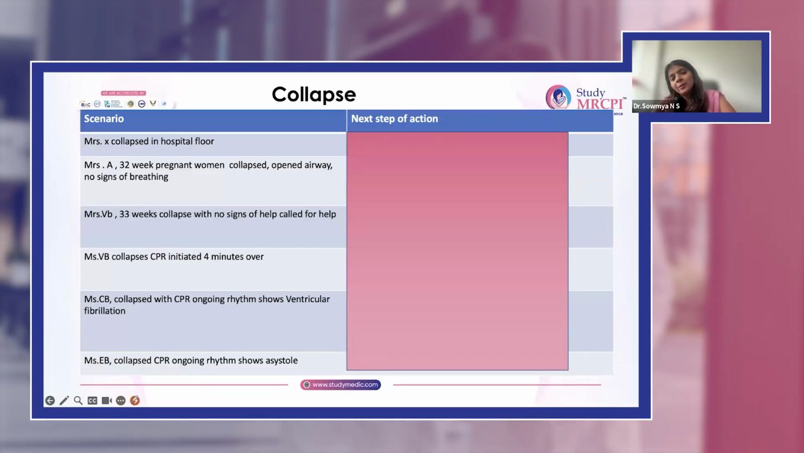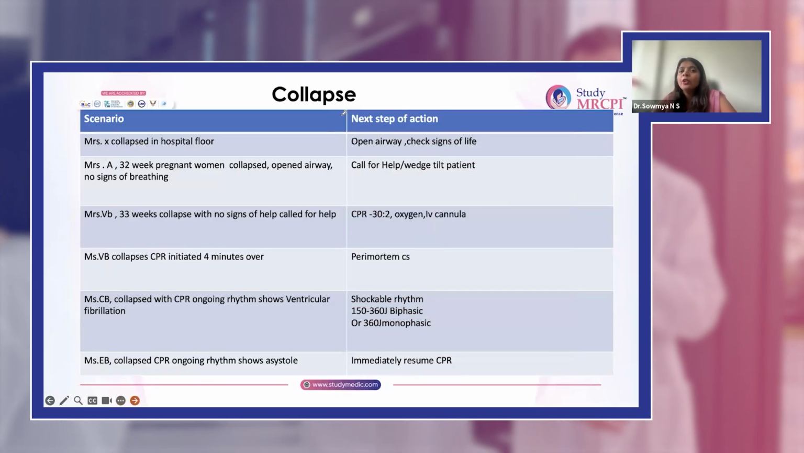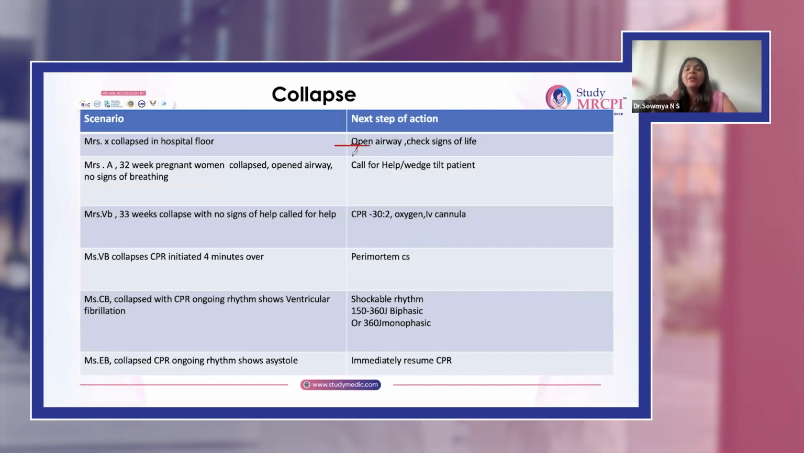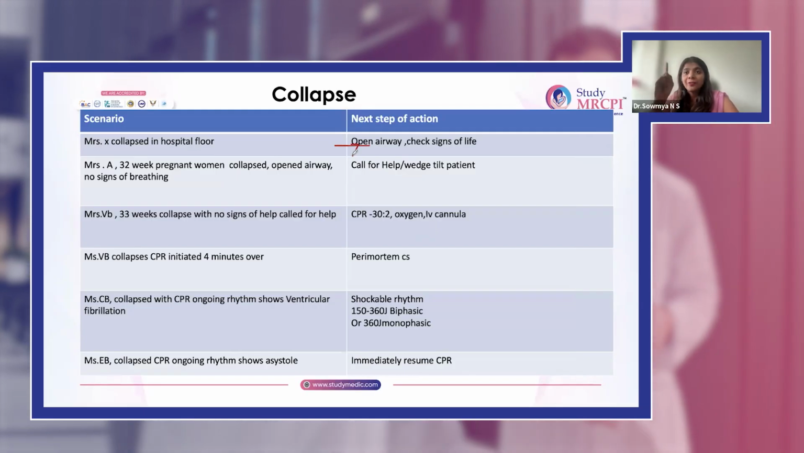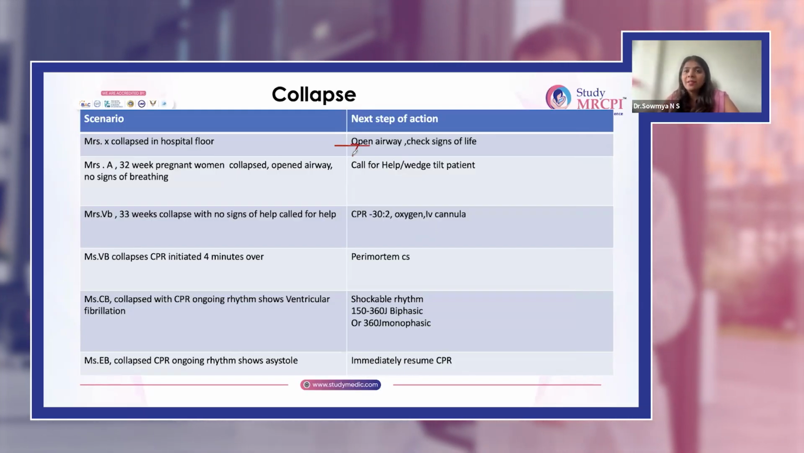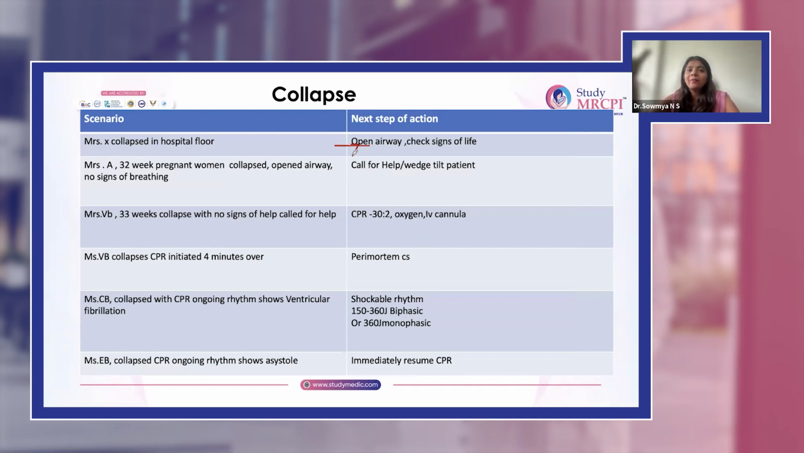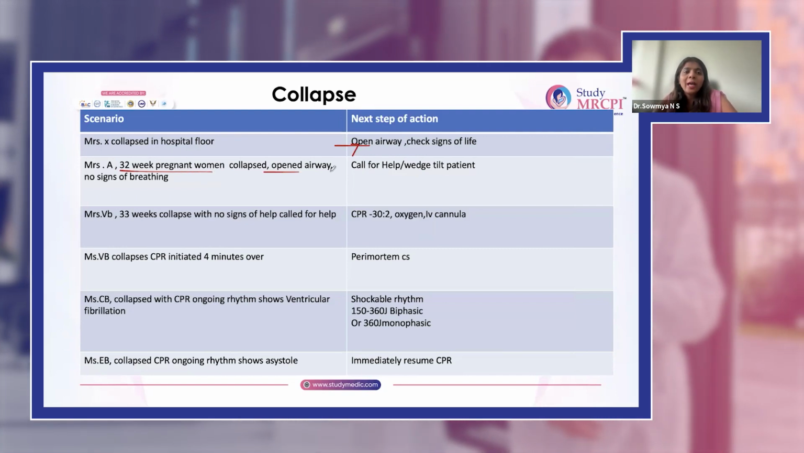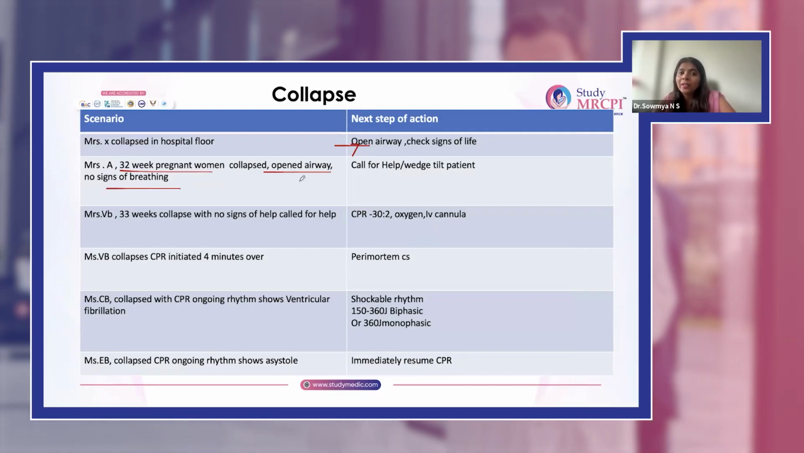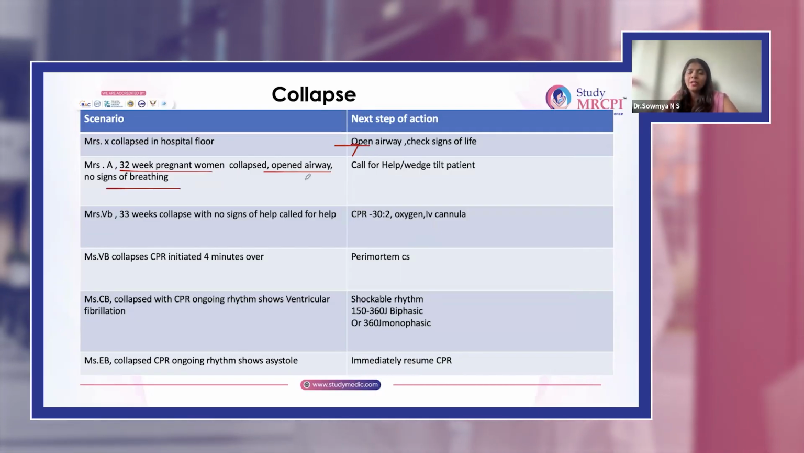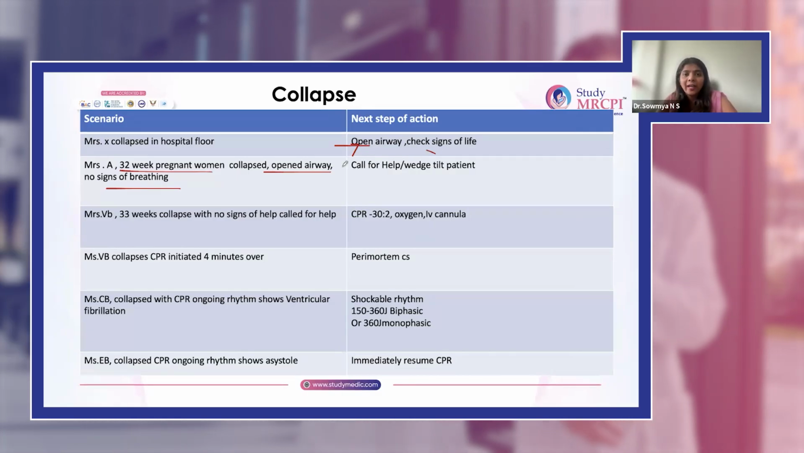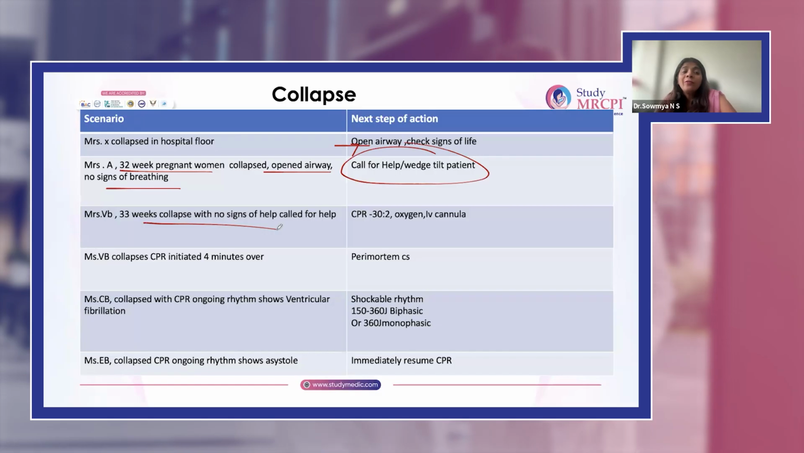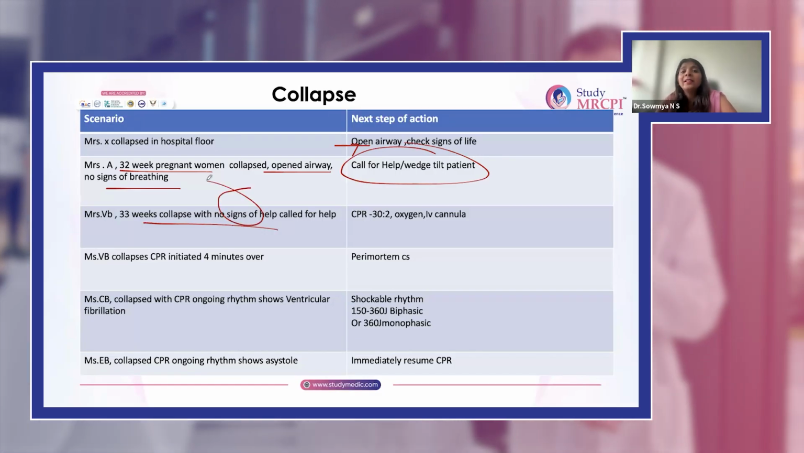They give a scenario where somebody has collapsed on the hospital floor. You are the first one who is seeing them. So open airway, check signs of life, then you call for help. The first step, when somebody collapses right in front of you, is open airway and check signs of life. Okay, the next scenario, 32 weeks, collapsed, open airway, no signs of breathing. So you have just checked your open airway, called for help, and also wedge tilted the patient. And you have called for help, no signs of breathing.